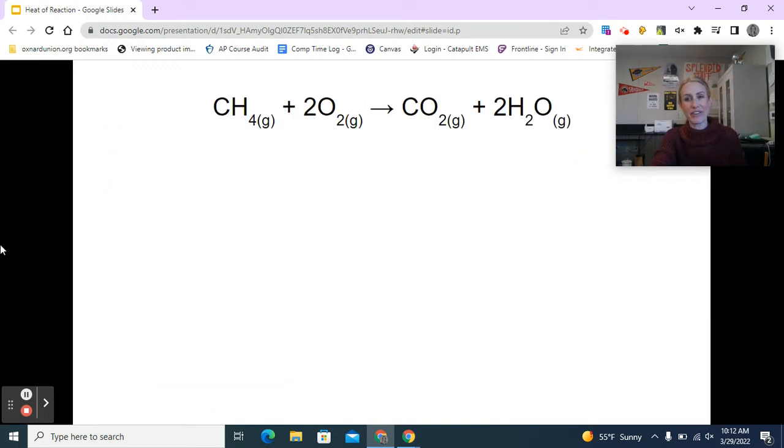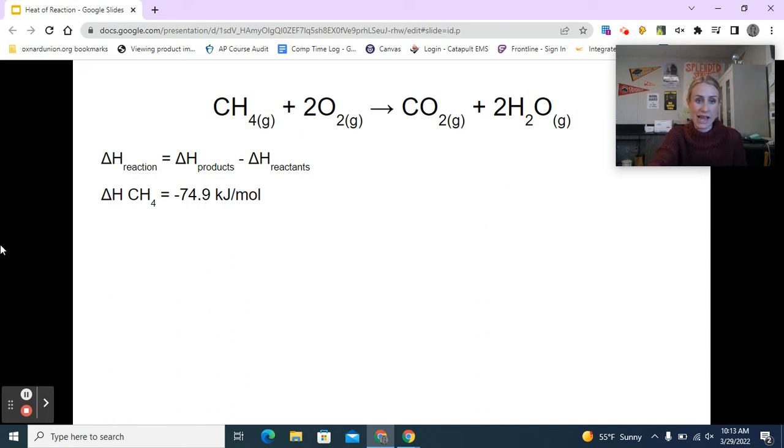So let's do a little bit of a harder one. So here we have a bigger reaction. The first step here is that if we want to find our enthalpy of reaction, we need to find the enthalpies of every single thing that's in this reaction first. So we would look at our table, and I can see that, of course, we just used this one. So the enthalpy of formation for methane is a negative 74.9 kilojoules per mole.